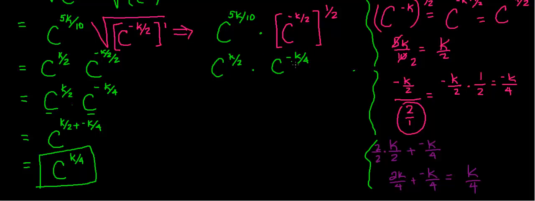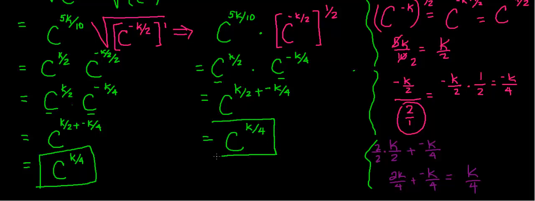And see how quickly I got to k over 4? I didn't have to do any of this, of multiplying by the reciprocal, etc. And you get to the same place. And now, since you have the same base, you can add your exponents. And we already know this is c to the positive k fourths power. You get the same thing.